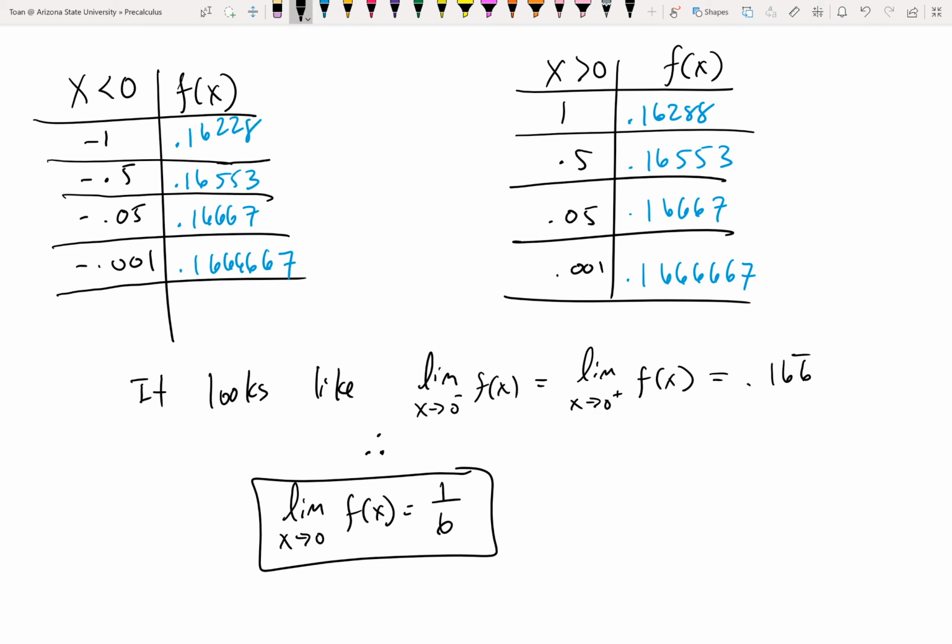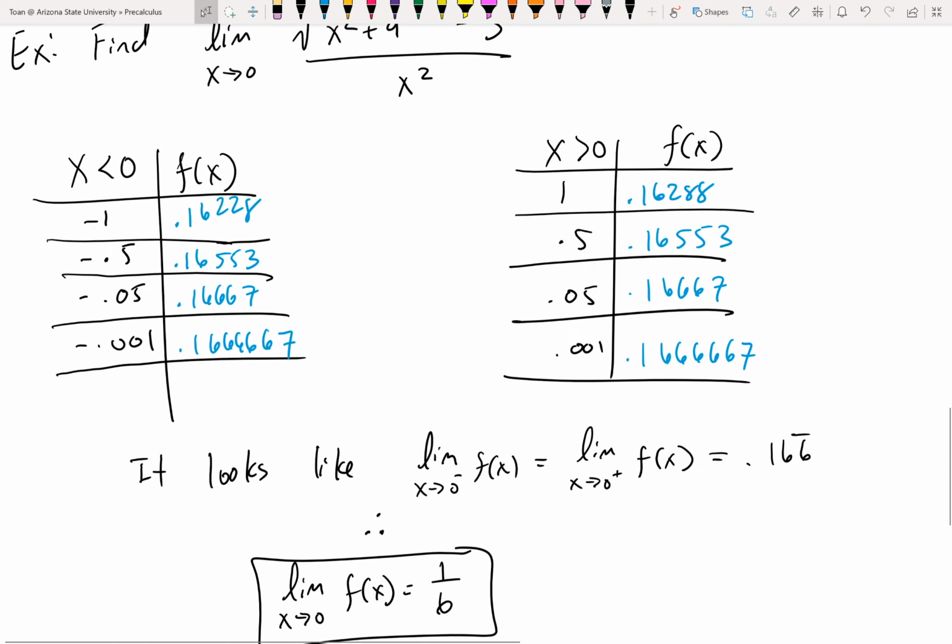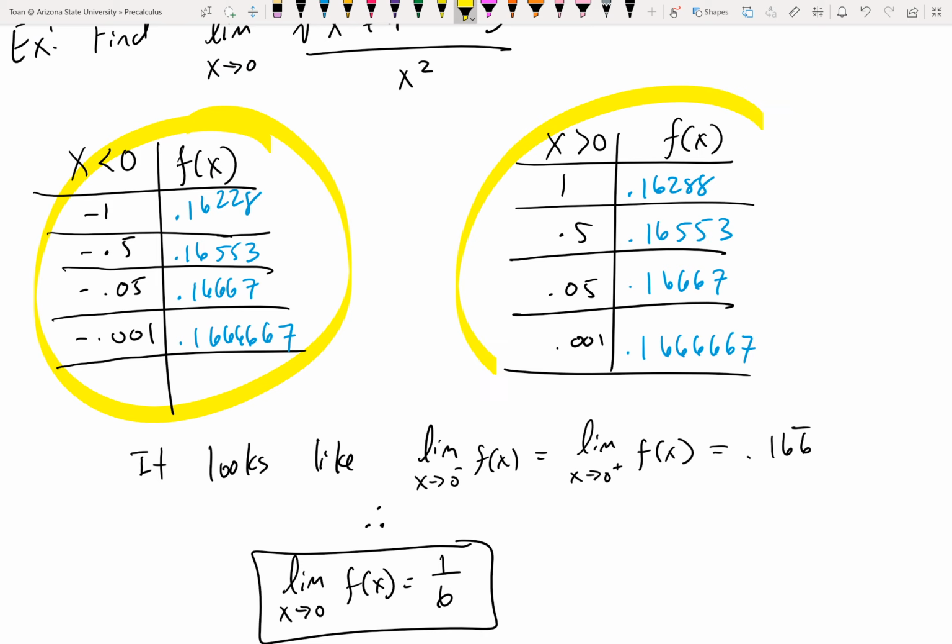So from this table, what do I expect to see? Well, from these two tables, that's the key here. That is what tells you what the answer is. From those two tables, you can conclude this right here.